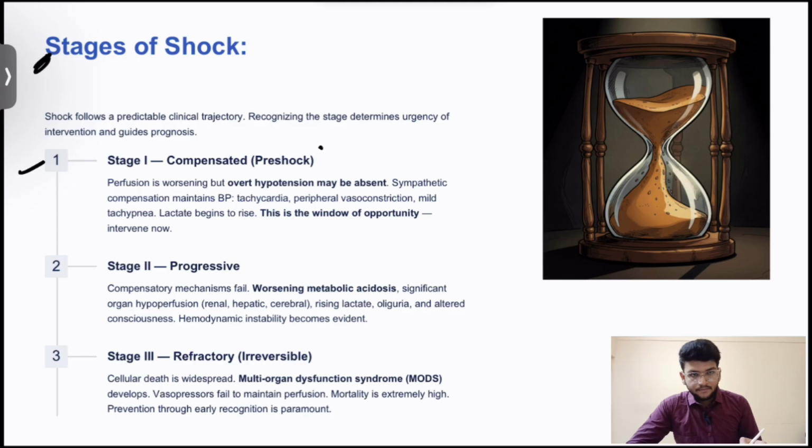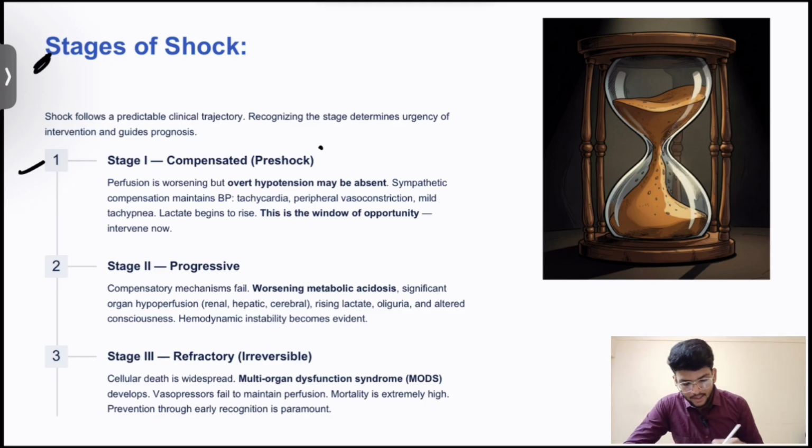compensated or pre-shock stage, where perfusion is worsening but overt hypotension may be absent. Sympathetic compensation maintains the BP. Tachycardia, peripheral vasoconstriction, and mild tachypnea can occur. This is the window of opportunity to treat the patient.